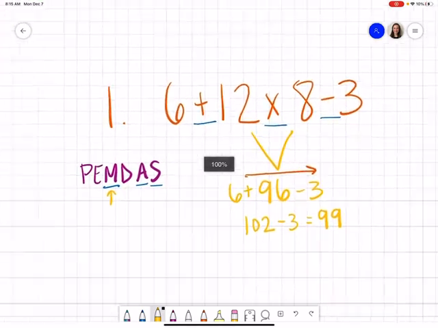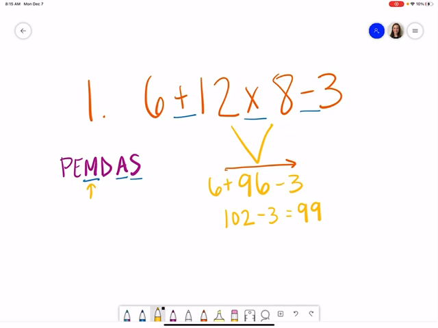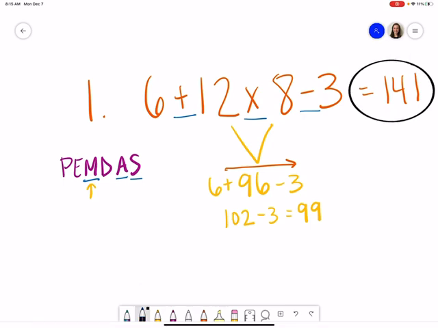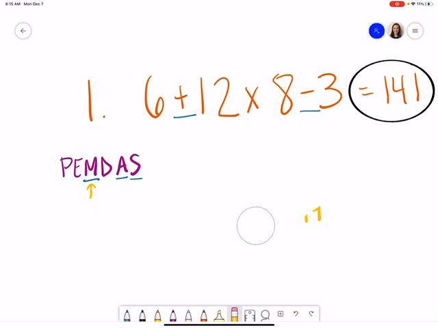Awesome. One last thing. How could I use parentheses to make this 141? Excuse me, 141 is what I want to make this. How could I use parentheses to do that? So remember, whatever is inside the parentheses goes first. Go ahead and experiment with this for a moment. Try it out on your own, and then we will talk about it together.